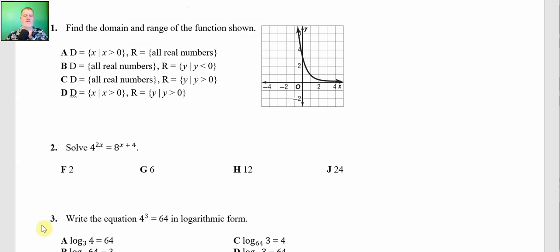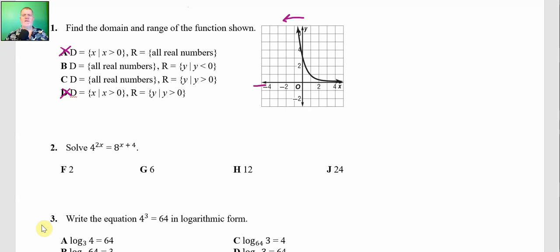What's the domain and range of this function? Remember, domain for an exponential function is all real numbers. So even though this goes up forever, it also goes this way forever. So it's going up and out. So it's everything. There's no x value that won't work. So we don't have to worry about A or D because all real numbers is a part of the domain.